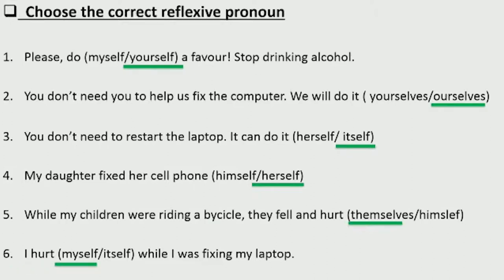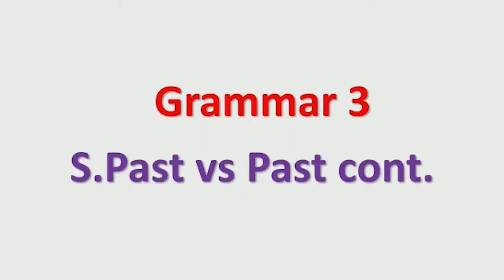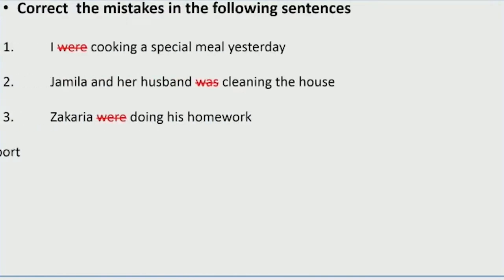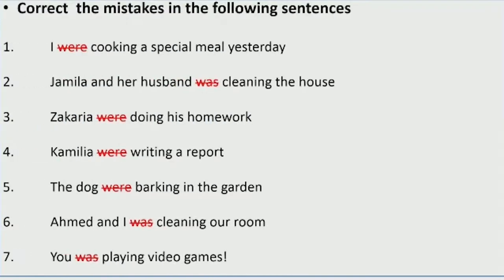So now it's time for grammar three, which is simple past versus past continuous. Okay. So I'd like you first to find mistakes in these sentences. Of course, I found the mistakes for you, but it's your job to give me the correct form of verb to be in the past. So let's do it together.